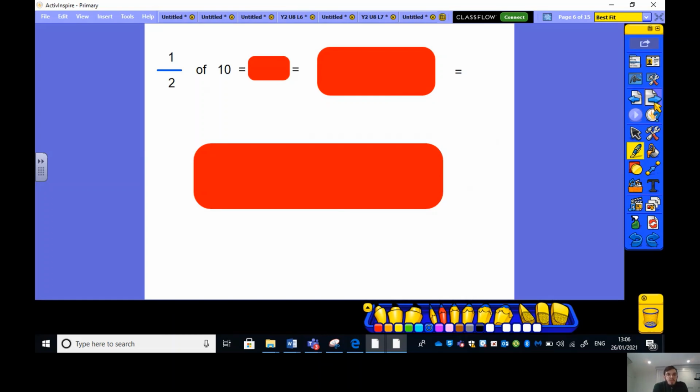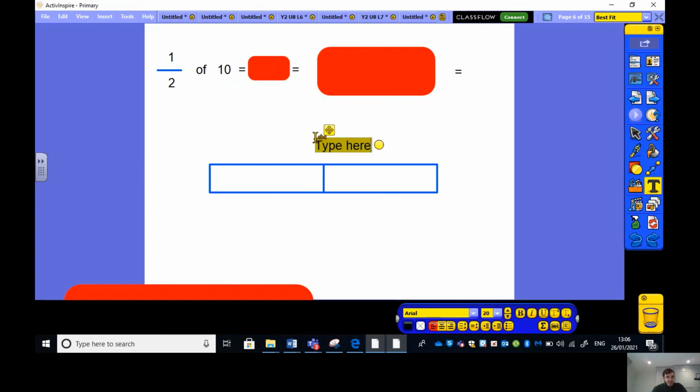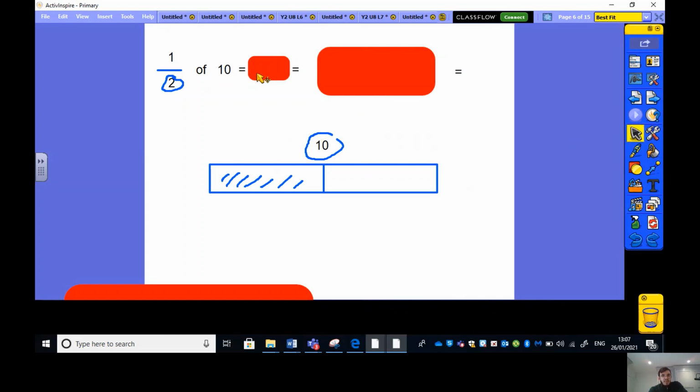Let's have a look here. I want to know what 1/2 of 10 is. Well, 1/2 of 10 is when I have 2 equal parts. So if my whole is 10, I would like to know what this half here is equal to. Some of you already might know the answer. But to work out a unit fraction of an amount, I need to do the whole and divide it by the denominator, because that's how many equal parts there are. I need to do 10 divided by 2.